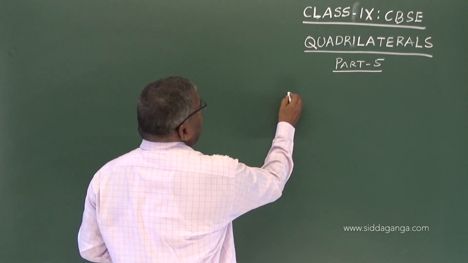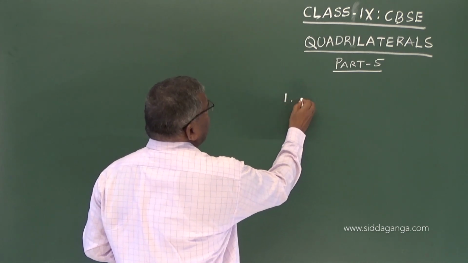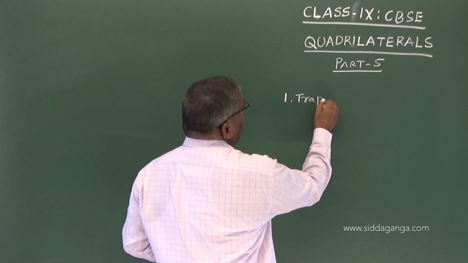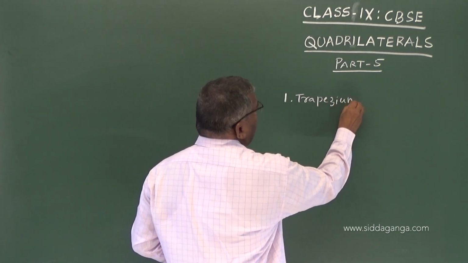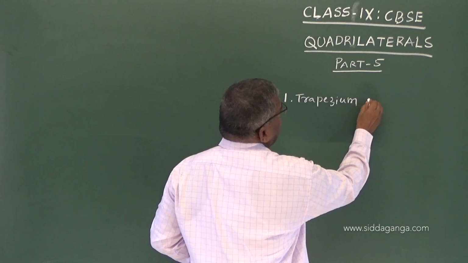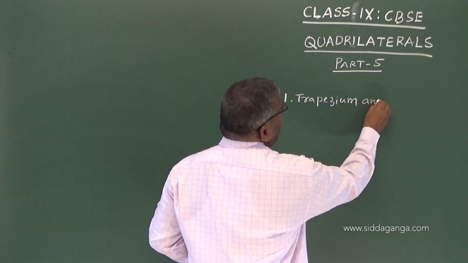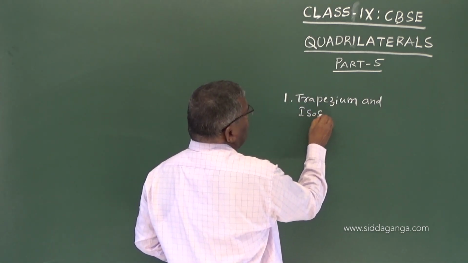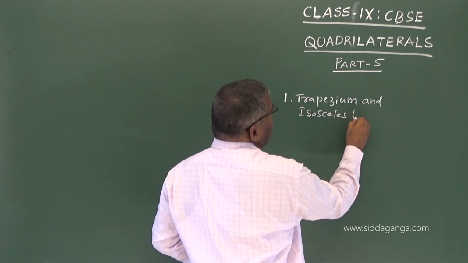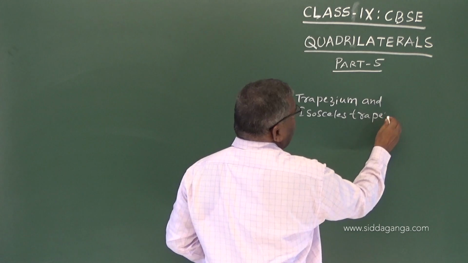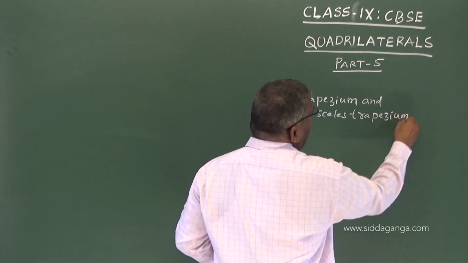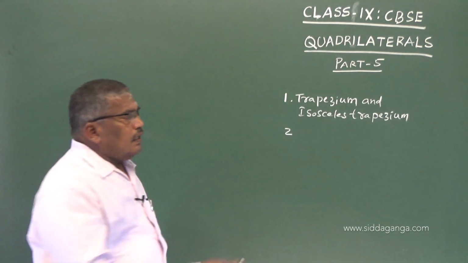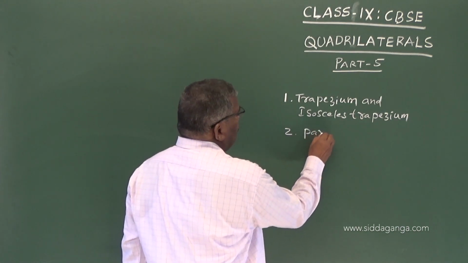So under that, first one is trapezium, and in trapezium we have in particular isosceles trapezium. So this is first one, and parallelogram.